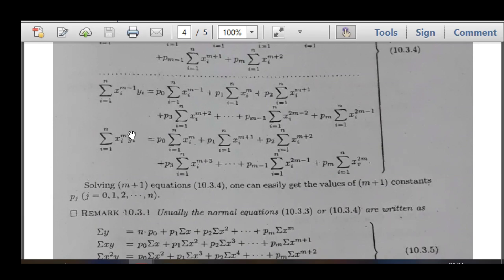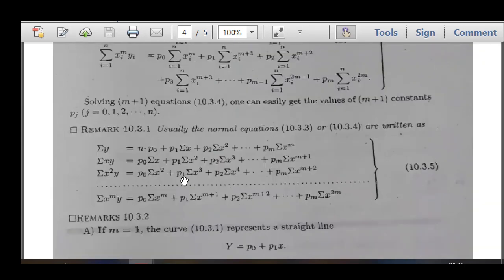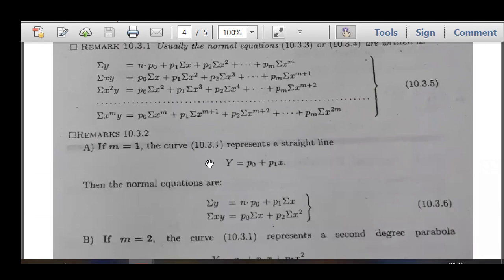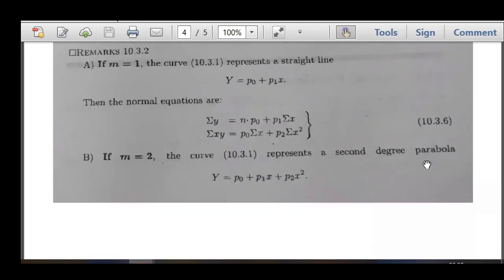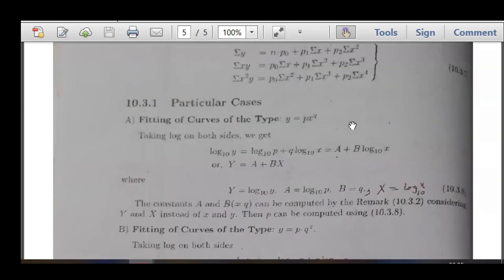So you can just easily solve to find out a unique solution. Uniqueness is very important because we are finding out the best fit curve. It cannot happen that you are finding out two best fit curves at the same time. Okay. So the things go like this. So using the normal equations, you can just simply get this type of form. Okay. So they are now treating specific cases. M equal to 1, you get a linear curve. M equal to 2, you get a second degree parabola.